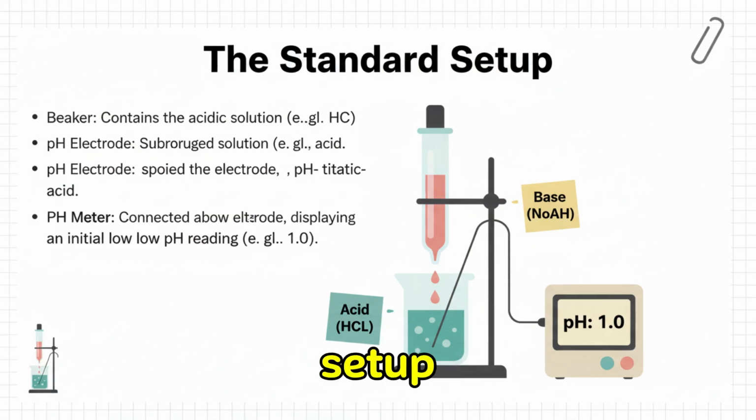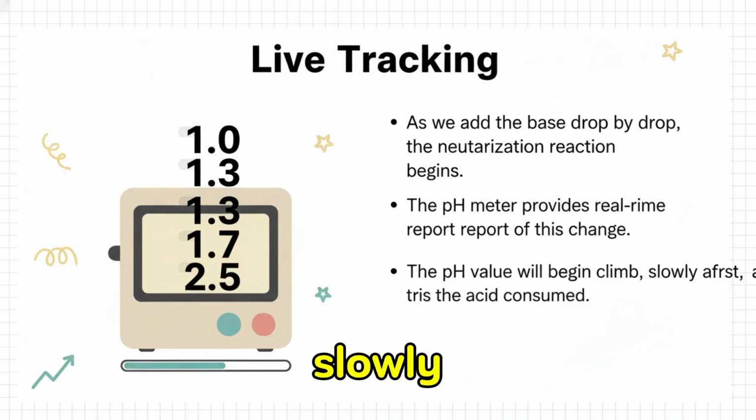Imagine this setup. We have our acid in the beaker, and the pH meter shows a very low value, maybe around 1. Now we start adding a base, drop by drop. Watch the number on the pH meter. It starts to climb, slowly at first, 1.3, 1.7, 2.5. We are tracking the neutralization live.